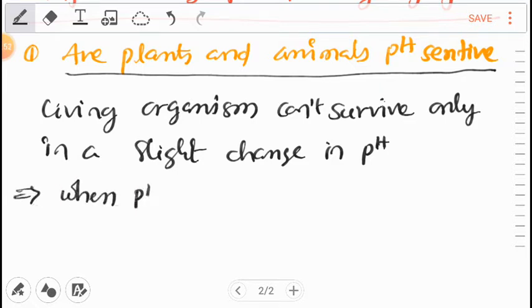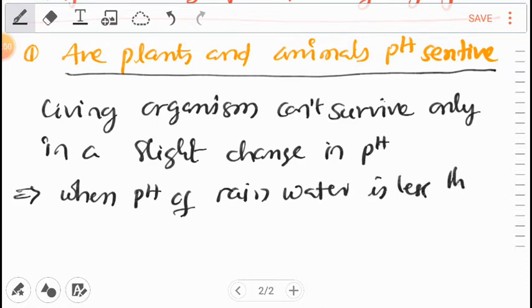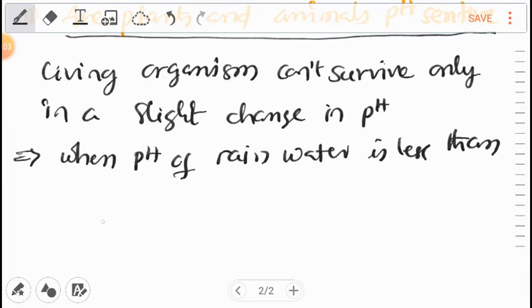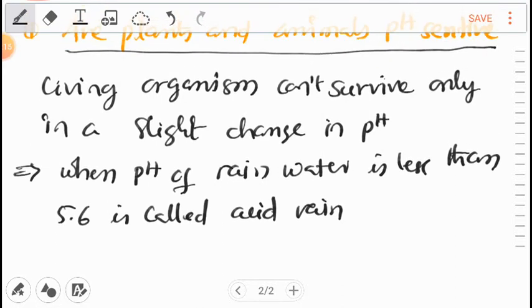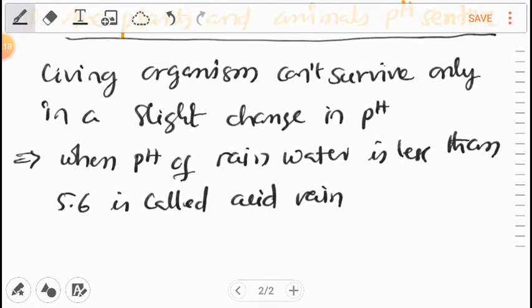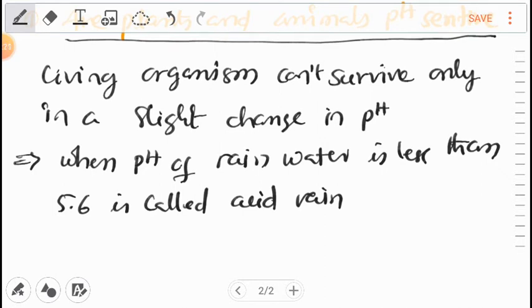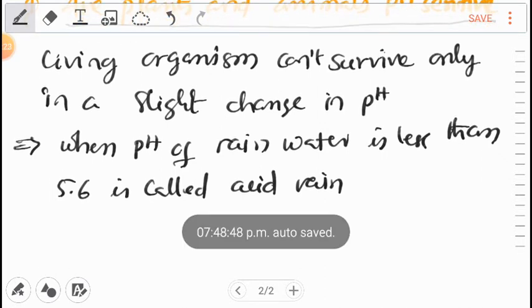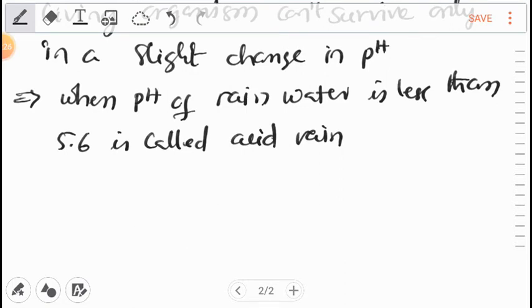When the pH of rain water is less than 5.6 it is called acid rain. This is one of the questions they will ask based on this. What is meant by acid rain? We can write simply, when the pH of the rainwater is less than 5.6, it is called acid rain. It changes the lake's pH and it leads to trouble for aquatic animals.